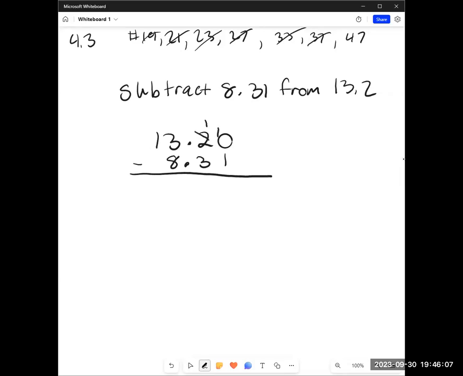We're going to borrow. 10 minus 1 is 9. I'm going to have to borrow again. 11 minus 3 is 8. We're going to have to borrow again. 12 minus 8 is 4. And we end up with a difference of 4 and 89/100.